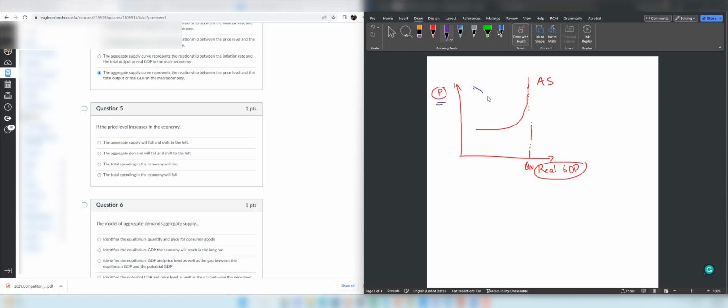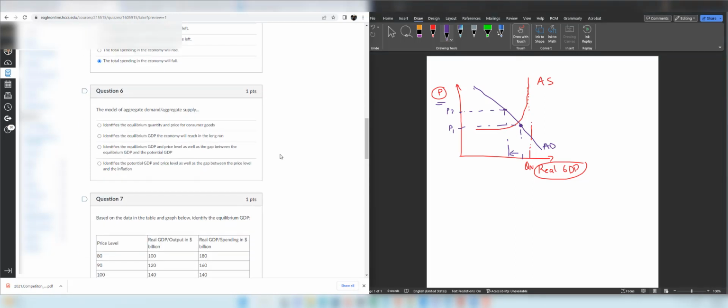Let's draw the aggregate demand curve. Let's say the aggregate demand curve is here. And none of the curves are going to shift. If you remember from the demand and supply chapter, if the price level changes, you move along the curve, either the aggregate demand curve or the aggregate supply curve. But we know that if the price level is increasing, total spending in the economy will fall. Why? Because if you increase the price level from P1 to P2, look what happens. You are moving along the curve. Your total spending is here. And because you move to P2, total spending decreases to here. Therefore, the right answer is the last one.